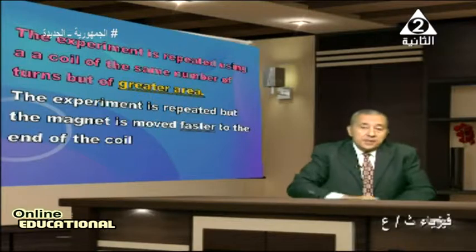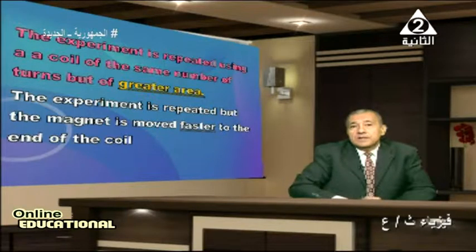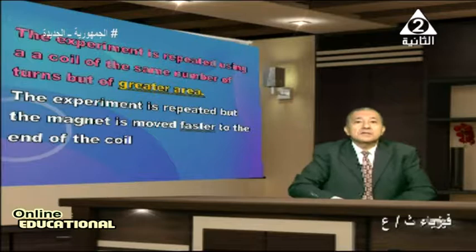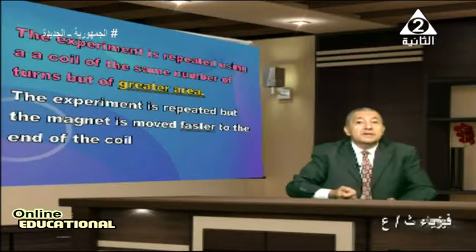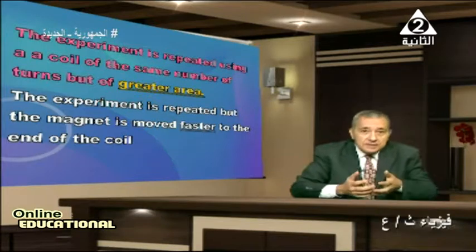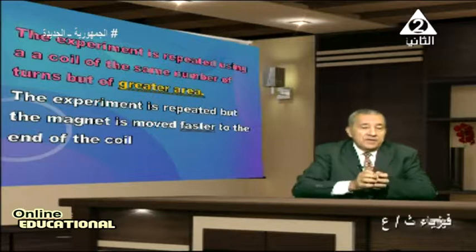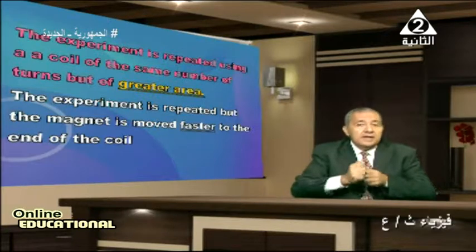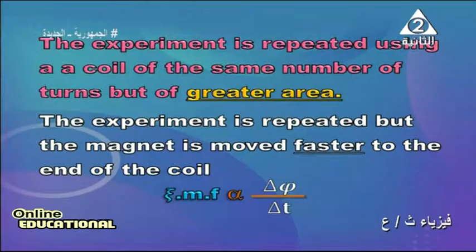But something very important happened. When moving the magnet faster, deflection is increased. So EMF is not only proportional to the change in field, but it depends on the rate of its change. Moving the magnet faster means it takes a shorter time. So EMF depends on delta phi, the change in flux, and is inversely proportional to the time. So EMF is directly proportional to the rate of change of magnetic flux.